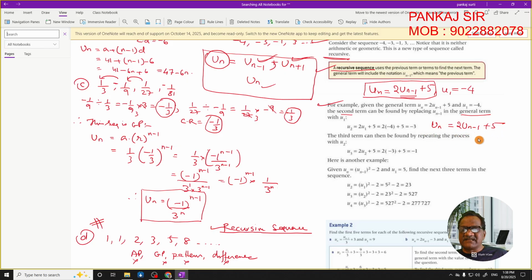Now in any sequence, for example, if you take minus 4, minus 3, minus 1, 3, and it goes on, this is known as the successive term and this is known as the previous term. I am writing P for previous, S for successive. So minus 4 is a previous term and minus 3 is a successive term, if you see these two in pair.